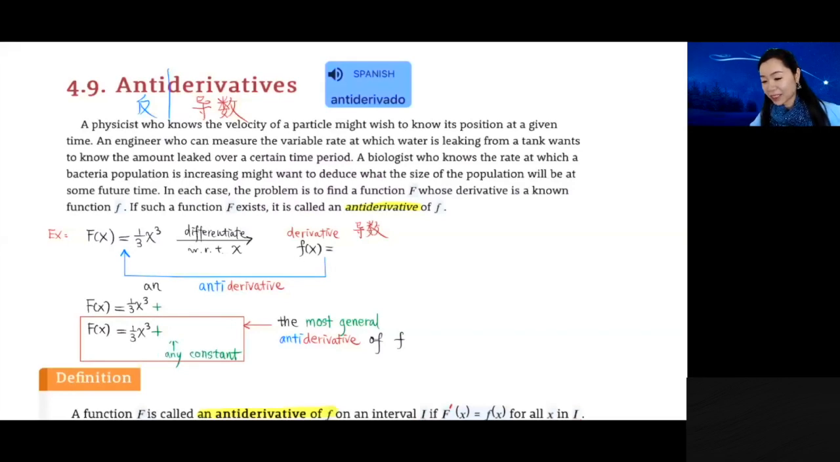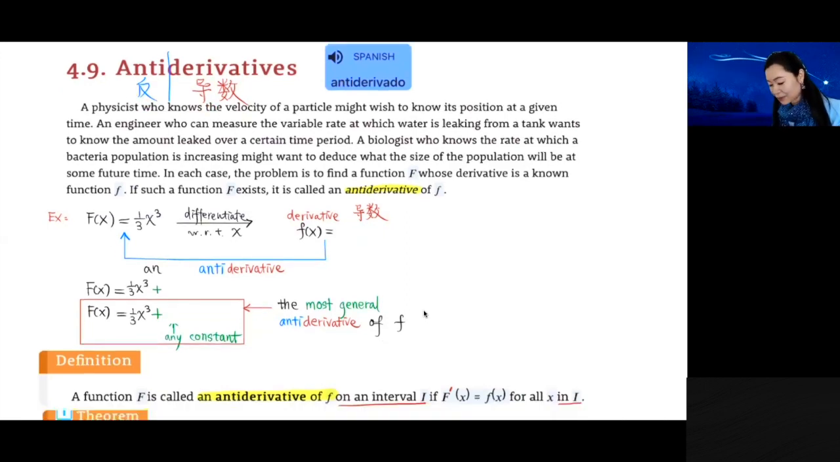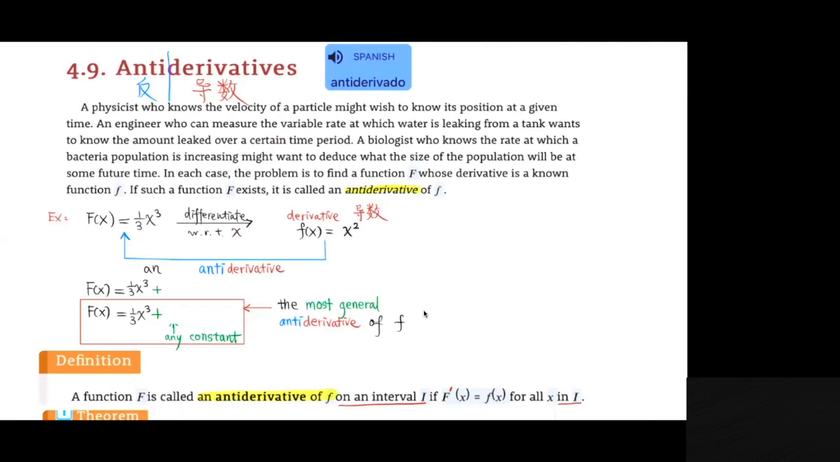4.9 Antiderivative. So we're going to talk about antiderivative today. So what's antiderivative? I looked at the Spanish translation and also a Chinese translation for that, so that might be helpful if you speak a different language. Okay, so suppose we're given this function, 1/3 x cubed, this big F function right here. If I differentiate this with respect to x, what's the derivative of that? X squared. Yeah, x squared.